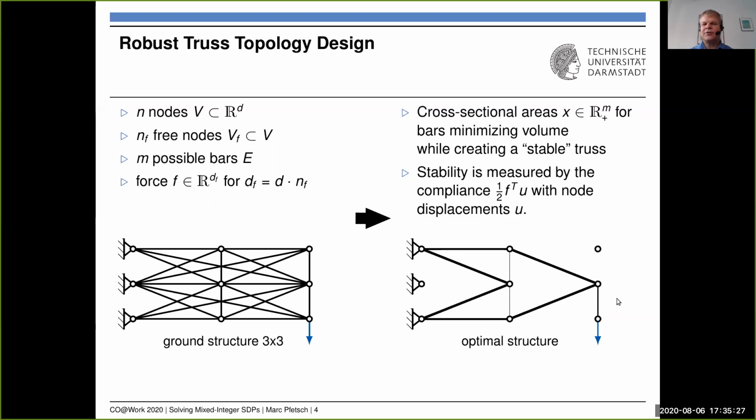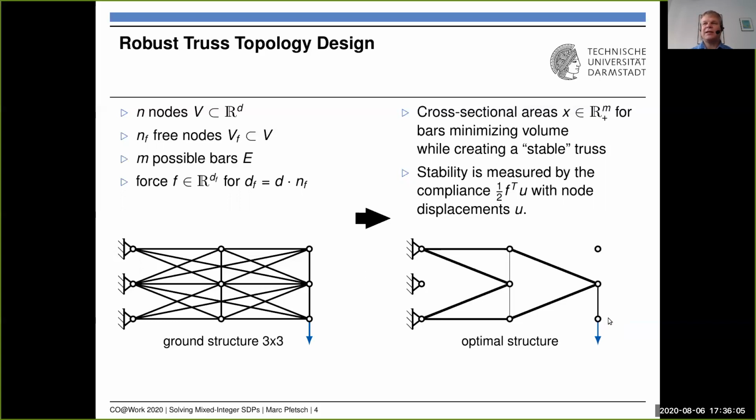So we are selecting certain of these trusses, and we are designing the thickness of these, and they are chosen in such a way that the load here, the blue arc, is carried. Now, truss topology design problem is interesting because one can combine quite easily a robust optimization approach. And this is motivated by the fact that it might be that this ground structure or the optimal structure is very sensitive to changes in this load.